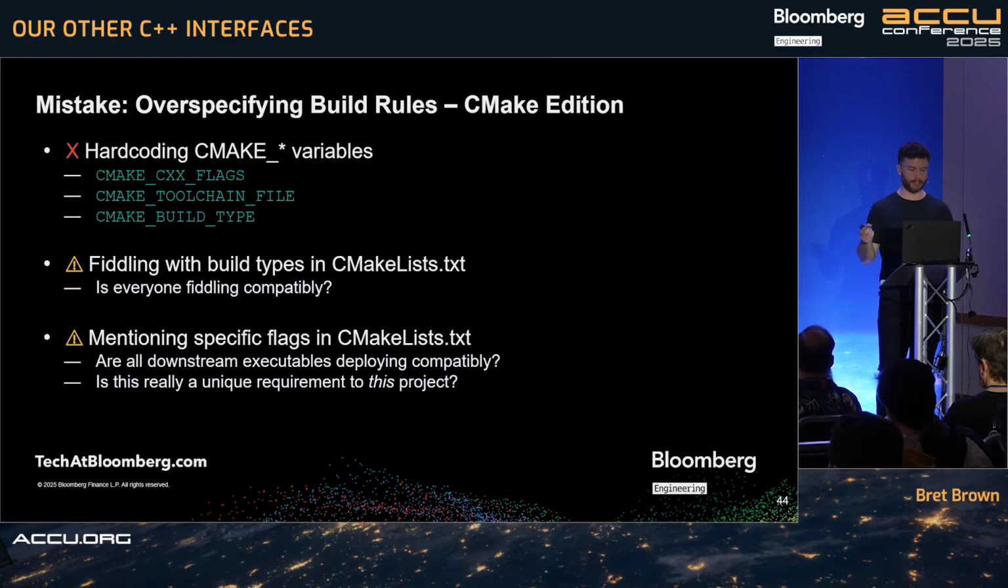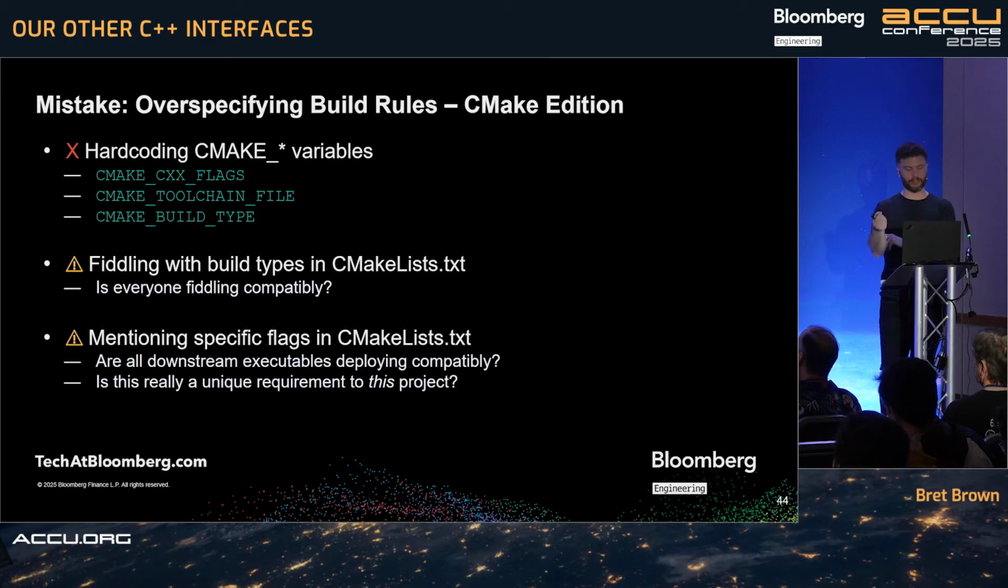So fiddling with build types in CMakeLists.txt, that happens too. Like, am I a debug build? Then these flags. Okay, wait, why your project? Why only your project needs to set those flags? What's special about your project in the whole world of thousands of projects that you have different debug flags than the other things linking into the executable downstream, right?